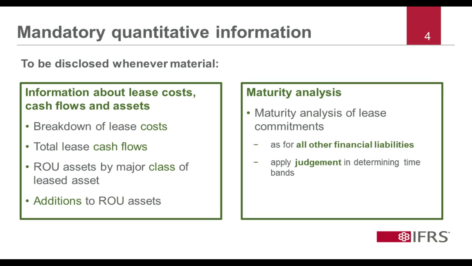Starting then with the mandatory quantitative disclosure requirements. This is essentially a list of figures that, if material, all companies need to disclose. There are disclosures about lease costs, cash flows and right-of-use assets, and a requirement to disclose a maturity analysis. Over the next 3 slides, we'll talk about the items in the list, in particular the reason these disclosures are important.